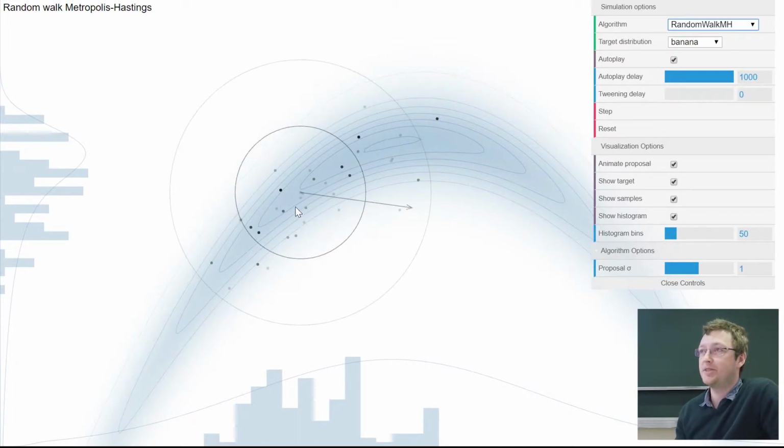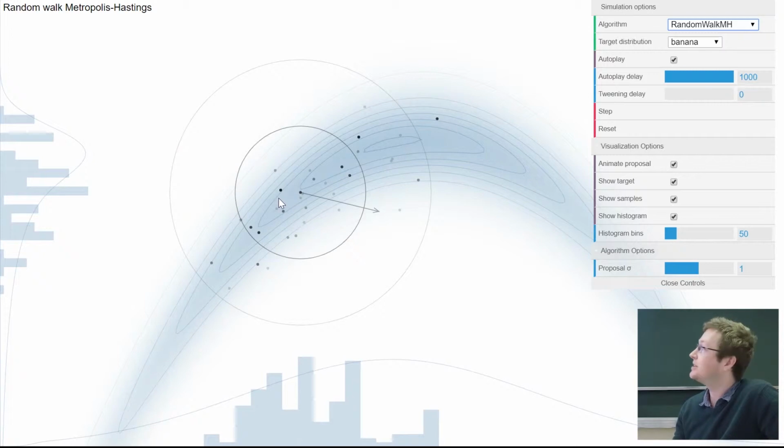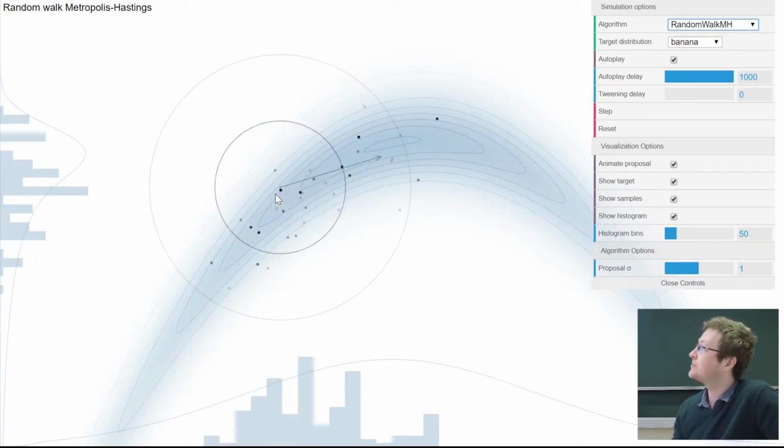And then with some probability, it either accepts the point, in that case the line turns green, and then we move to that point. So all these are failing, yeah. Or it rejects the point and it stays where we are. So here, this particular sample has been done like 10 times now in a row.